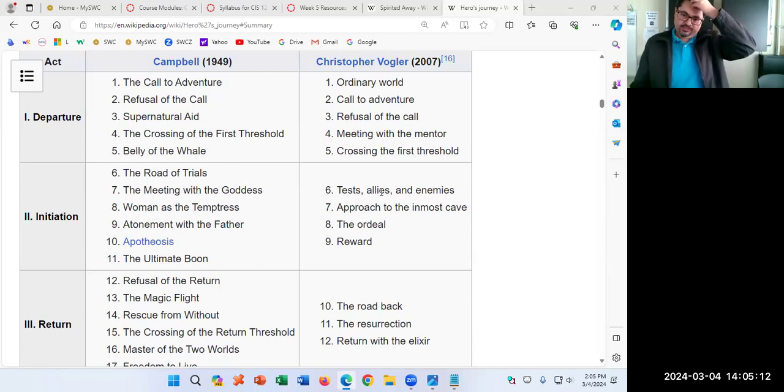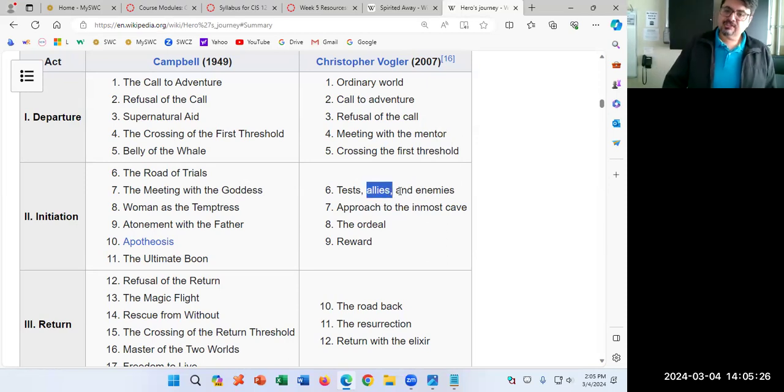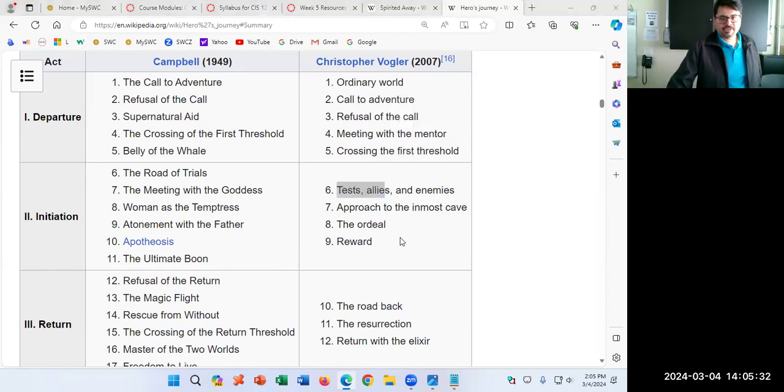Maybe the easy one to identify: what are the enemies? Who's the big bad of your particular movie? Think about your movie that you selected and write a sentence. Well, okay, the enemy in that movie is this. What about other allies? The main character has help oftentimes. So think about number six here and then try to respond there.